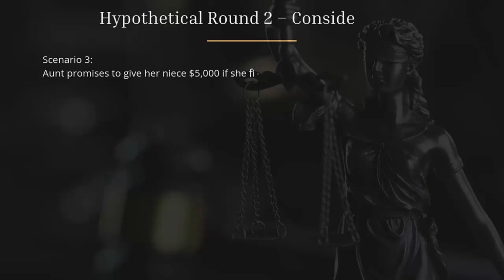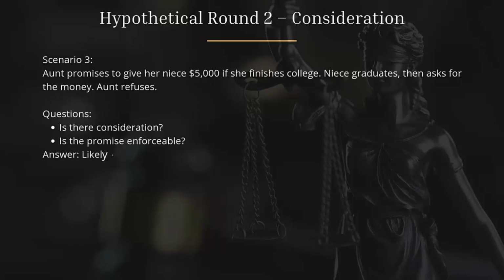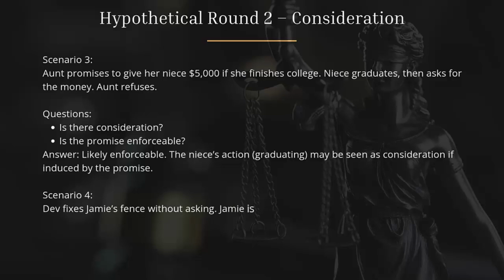Hypothetical Round 2, Consideration. Scenario 3. Aunt promises to give her niece $5,000 if she finishes college. Niece graduates, then asks for the money. Aunt refuses. Questions: Is there consideration? Is the promise enforceable? Answer: Likely enforceable. The niece's action may be seen as consideration if induced by the promise.